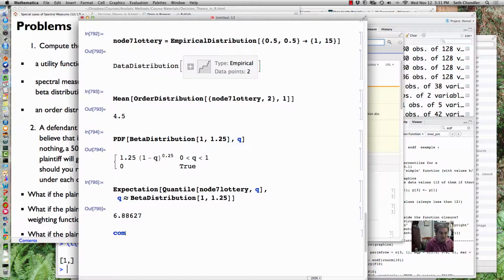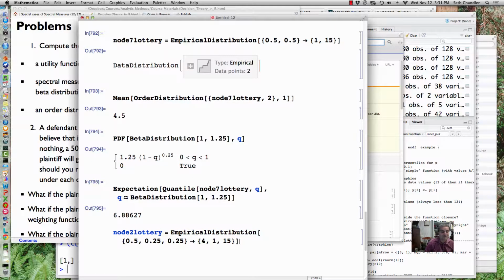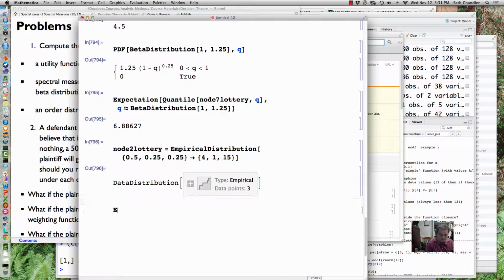All right, so let's look at this. We have a compound lottery. I'll call this the node 2 lottery. Node 2 lottery is equal to an empirical distribution with probabilities 0.5, 0.25, and 0.25. The outcomes are 4, 1, and 15. That's fine. And now again, what I want to do is calculate the expectation of the quantile function of the node 2 lottery with respect to Q, with Q being distributed according to a beta distribution whose first parameter is 1 and whose second parameter is 1.25.